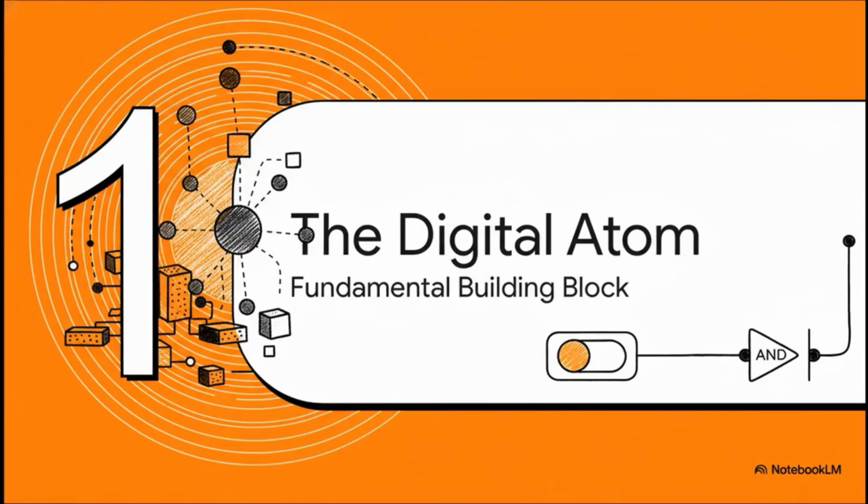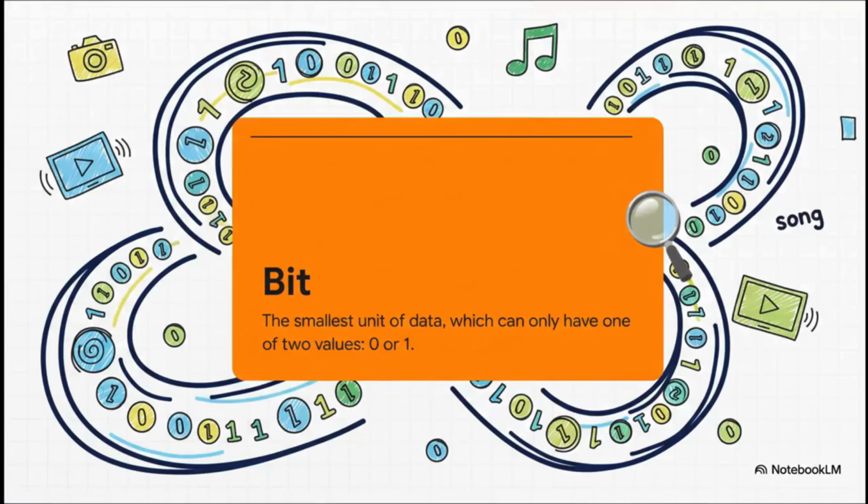All right, to really get to the bottom of this, we have to start with the absolute foundation. We're talking about the most fundamental building block of all digital information. You can kind of think of it as the digital atom. And that little atom, it's called a bit. A bit is the smallest unit of data in a computer, and it can only be one of two things, a 0 or a 1. That's it. Every single photo you take, every song you listen to, even this, it's all, at its very core, just a ridiculously long sequence of these zeros and ones.